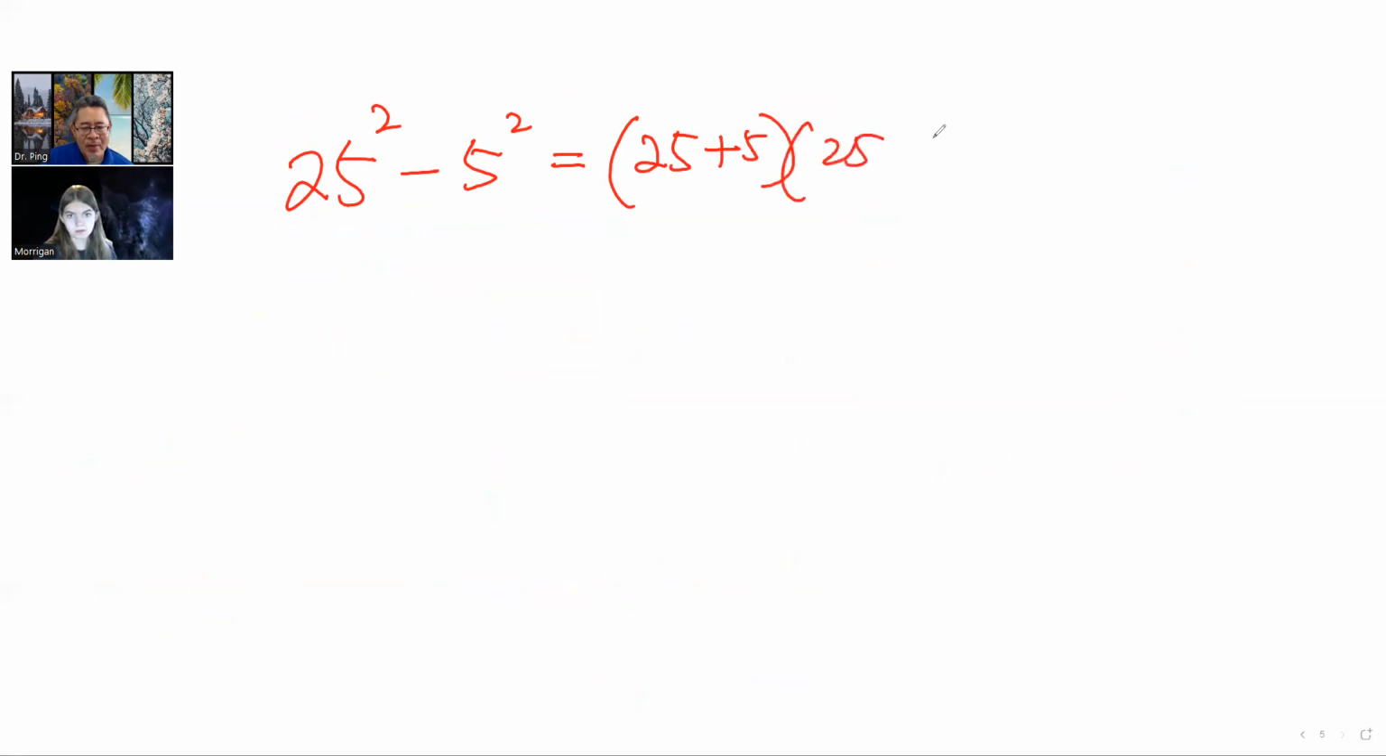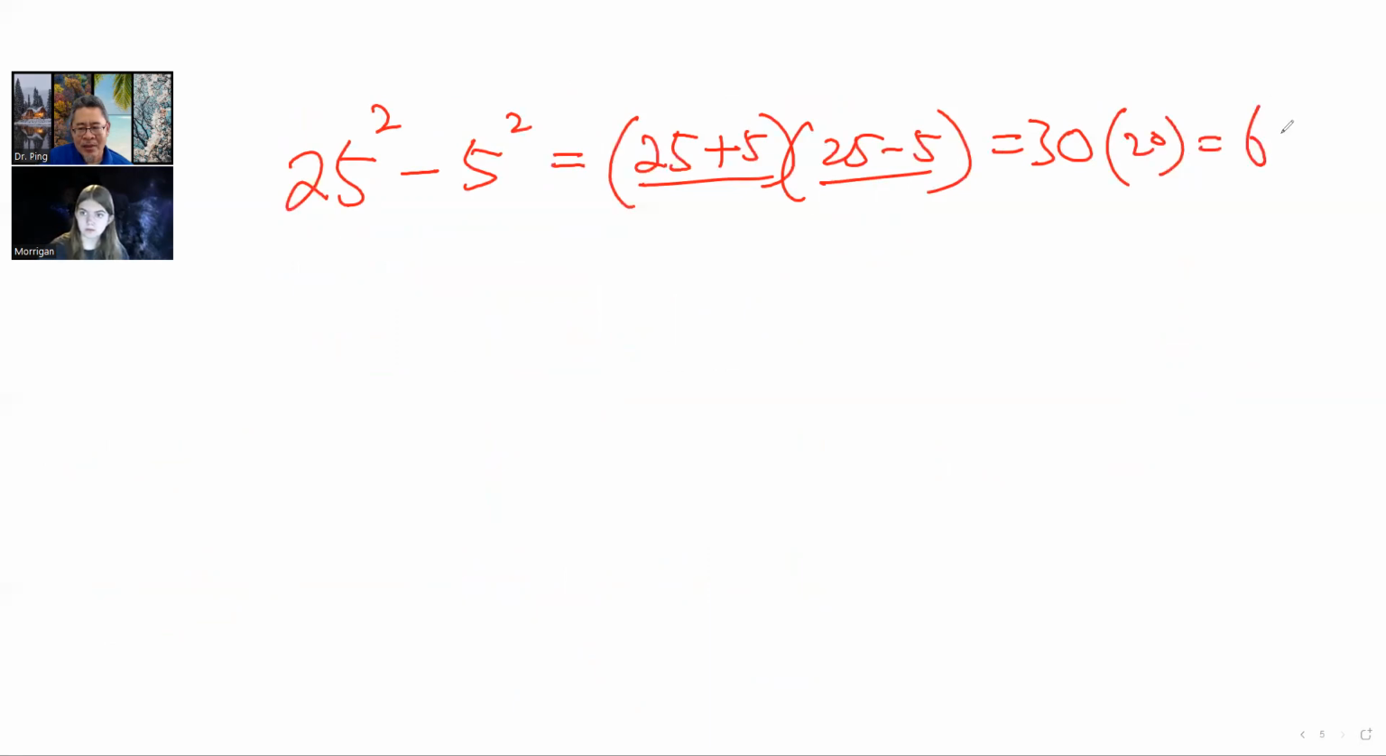For example, say 25 squared minus 5 squared. So we can do that as 25 plus 5 and 25 minus 5. One is 25 plus 5, 30. And 25 minus 5 is 20. So that gives us 600. Good. Okay. And so do you see that? That makes the mental math a lot easier if we do this trick, right?